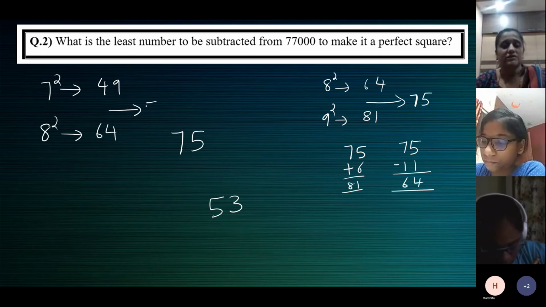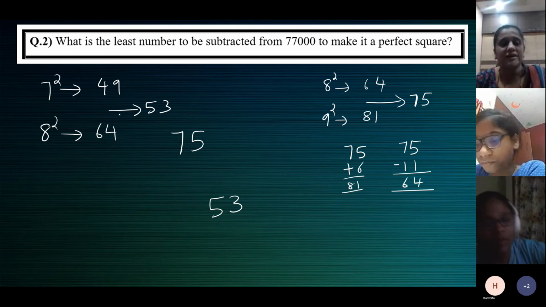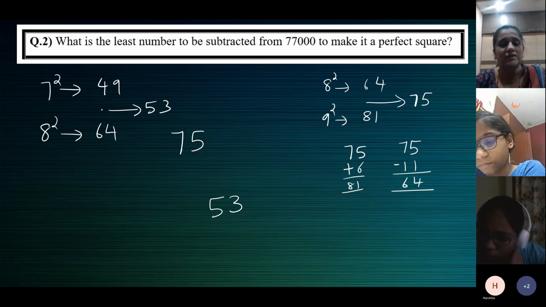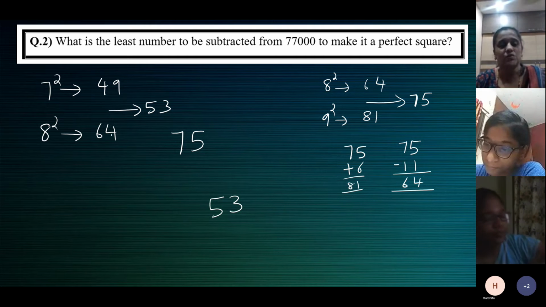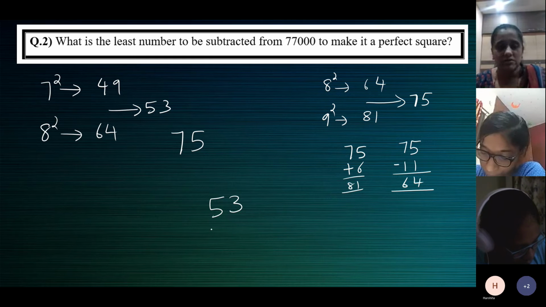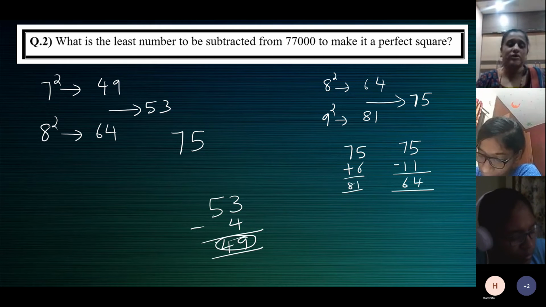So 53 lies between the perfect squares 49 and 64. 7 sevens are 49, 8 eights are 64. So the smallest number that is to be subtracted from 53 to make it a perfect square is 4. When you subtract 4, you get 49, and 49 is a perfect square.